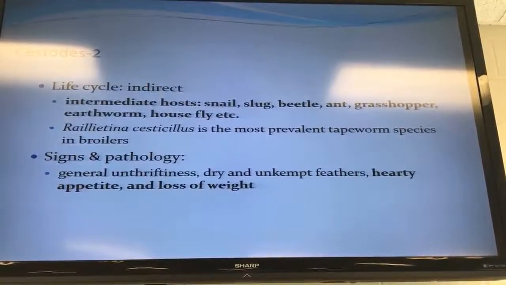And what I'm saying here is just what you know about tapeworms in general. Their intermediate hosts may be anything from snails, beetles, grasshoppers, earthworms, you name it. And basically what you see is you get loss of weight and loss of appetite for the most part.